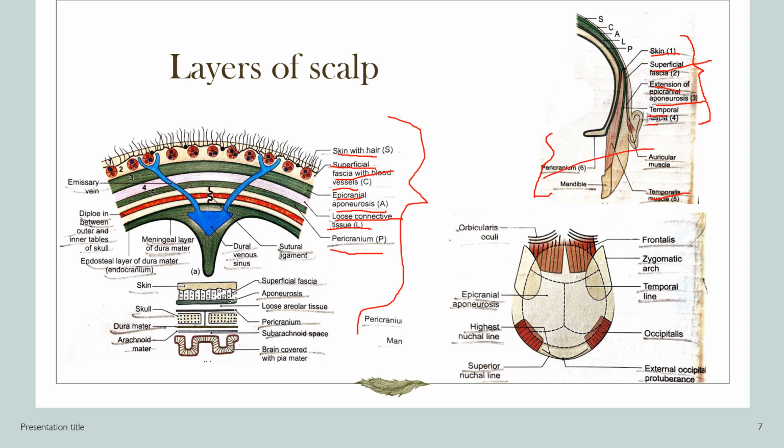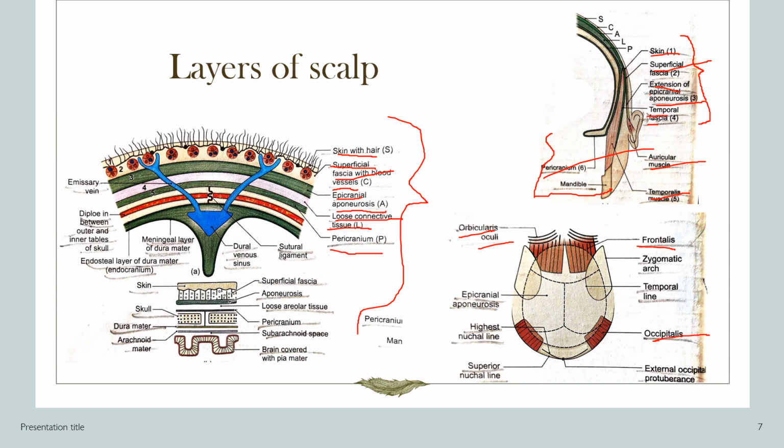This is the mandible shown here, this is the auricular muscle. Here we can see the orbicularis oculi muscle, and this part is the frontalis muscle, which is partly fused. This is the zygomatic arch, this is the temporal line, then comes the occipitalis muscle.